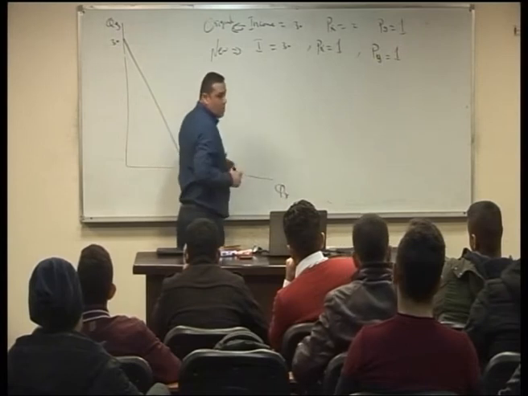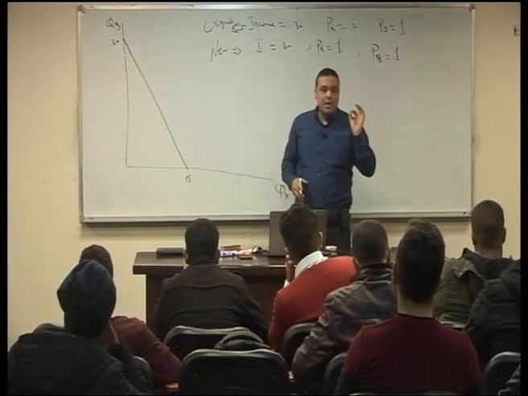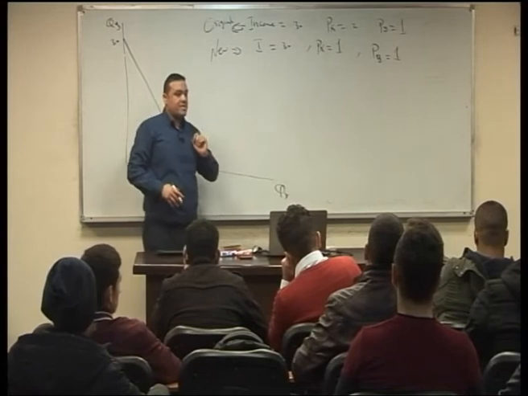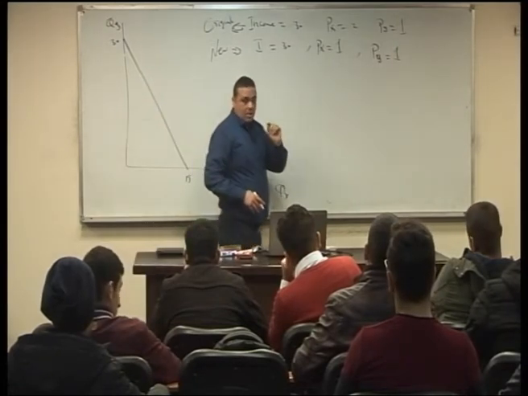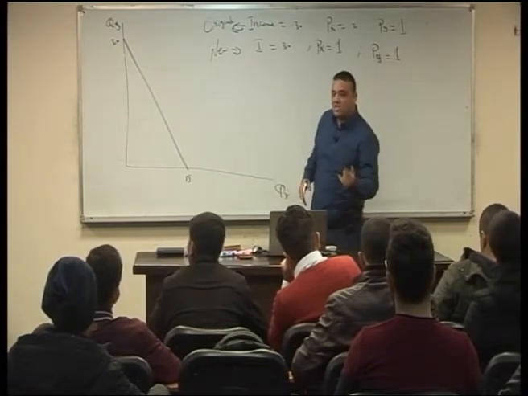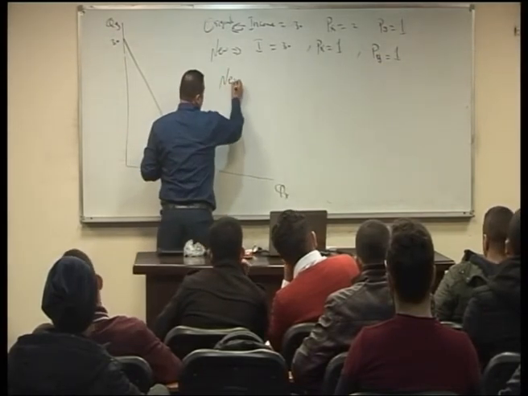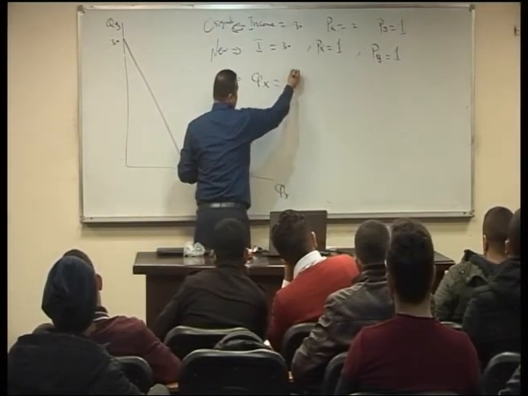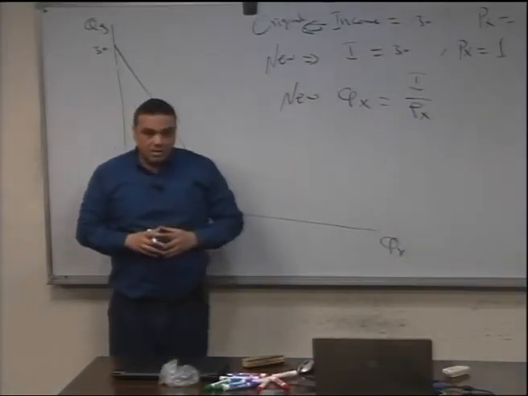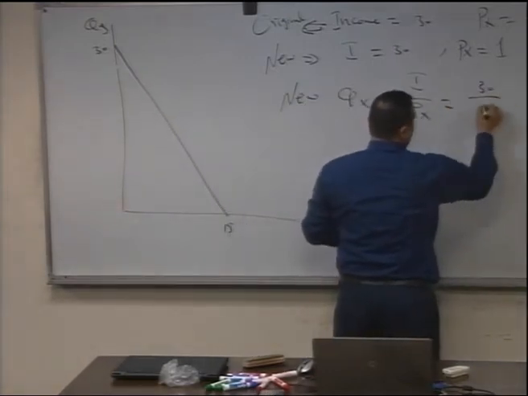To determine and draw the new budget line, we have to calculate the exact new quantity of X and Y that the consumer can buy according to the new change in the price of X. So the new quantity of X equals I over the new price of X. All of these data are new here. So I, 30 over 1, equals 30.